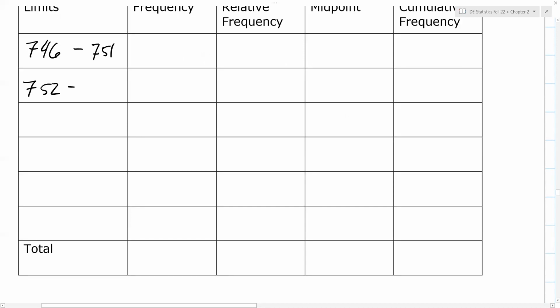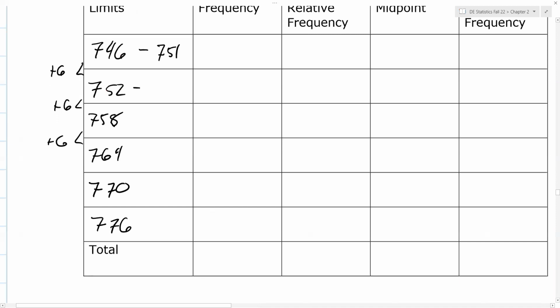All right, so let's go, and I'm going to first finish filling out all of my lower limits. So each of these has a difference of 6. So add 6 to each of these to get that next one. And then once I have my first upper limit, I can just add 6 to all of those to get to that next upper limit. Or subtract 1 from the next lower limit.